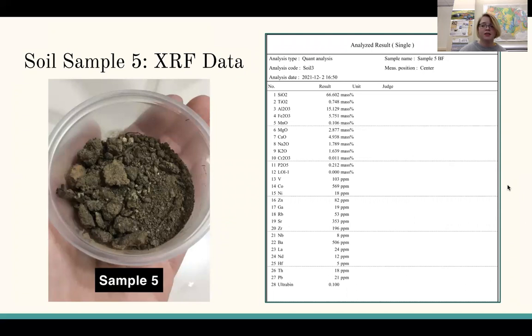So fluorescence contains some iron, which explains the higher percentage of iron 3 oxide compared to the other samples. The iron oxide levels here in the deeper sample are very similar to the surface sample. Like all the other XRF data sheets, quartz makes up the majority of the soil.